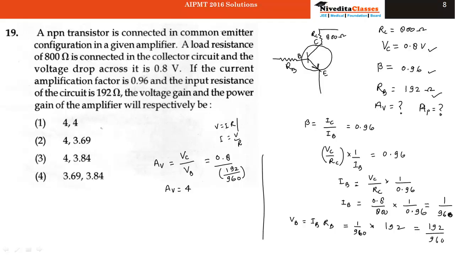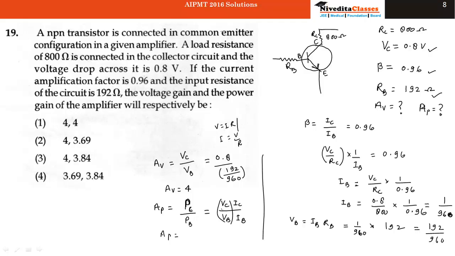So we have to find the power gain, and power gain is denoted by AP, and it is equal to power of output divided by power of input. Here output is collector and input is base. Power is VI, means VC IC divided by VB IB. VC divided by VB, that is 4.